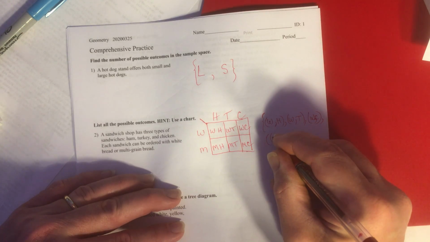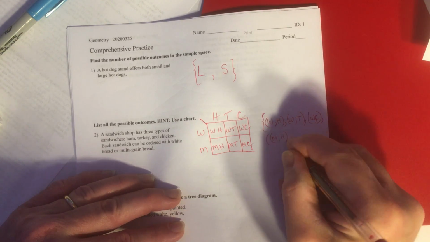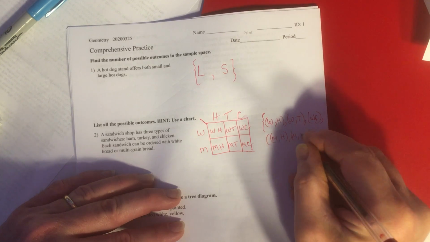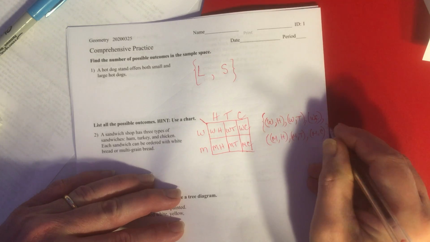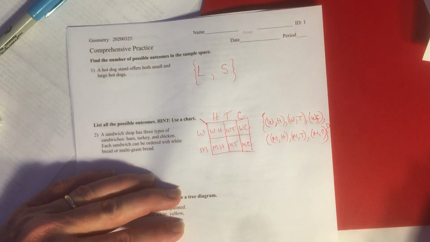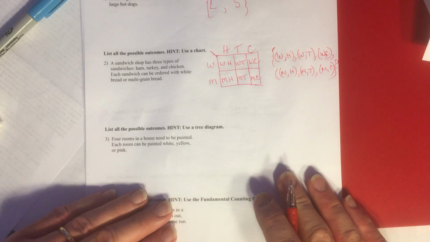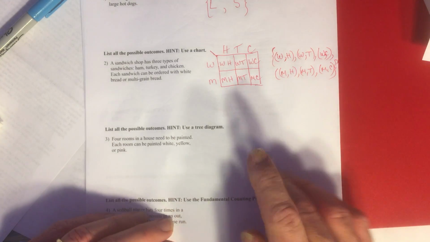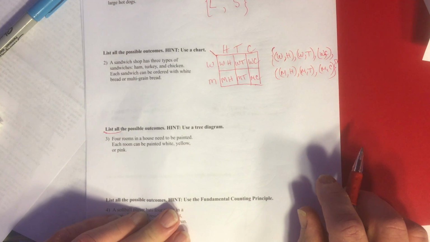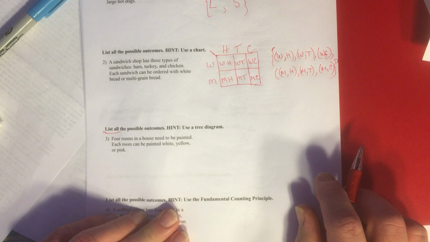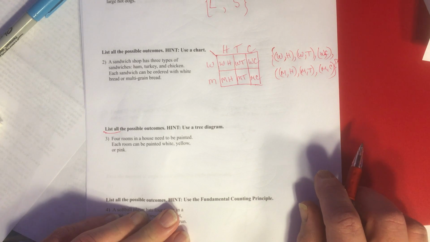Right? You could have multigrain and ham. You could have multigrain and turkey. And you can have multigrain and chicken. And that's it. Those are the 6 ways. Here, when I post this, I will leave a note saying you don't actually have to list all of them, because as it turns out, there are 81 different ways to do this.